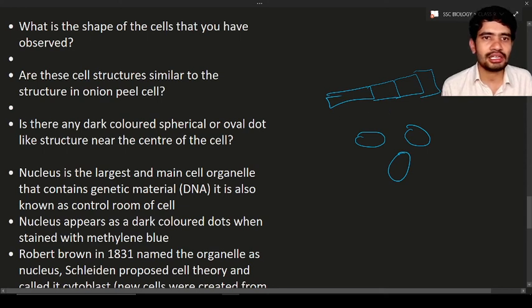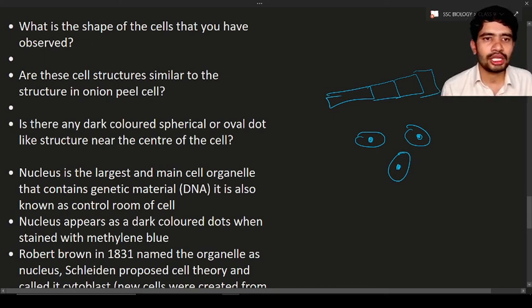Is there any dark colored spherical or oval dot-like structure at the center of the cell? Yes, at the center of the cell there is a dark colored structure. This dark colored structure is known as the nucleus, almost central, a dark colored oval dot. To observe the nucleus clearly, we need an electron microscope. We cannot observe it clearly under a normal compound microscope.